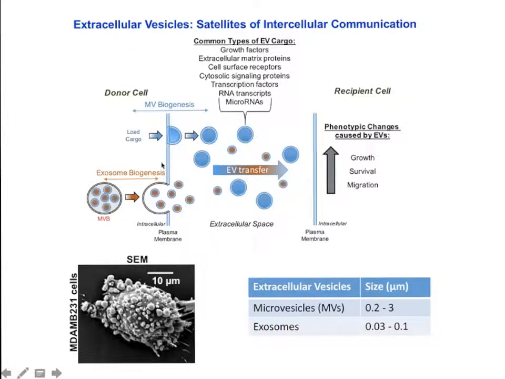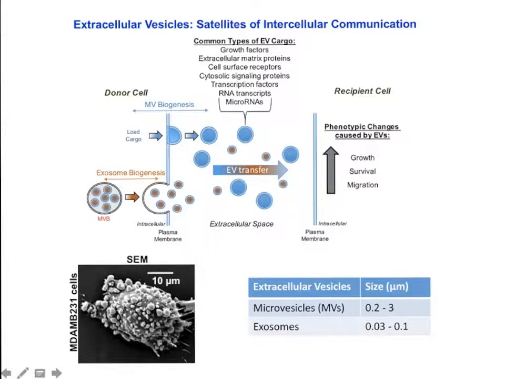And they come in two different classes. They're what are referred to as microvesicles and exosomes. And there are a couple of ways that these two classes of extracellular vesicles are different. The first of them is in how they're formed, or their biogenesis. Microvesicles are formed as a result of a direct budding of the plasma membrane. They're then loaded with specific cargo and then released into the extracellular space.